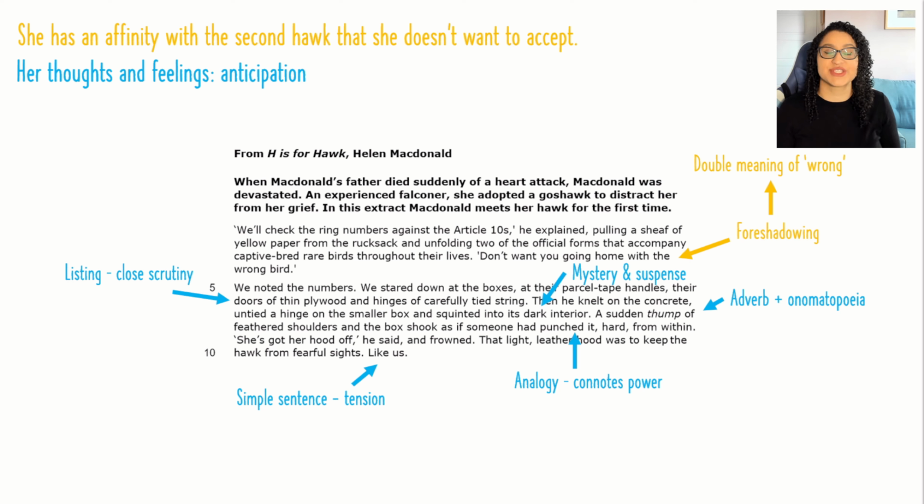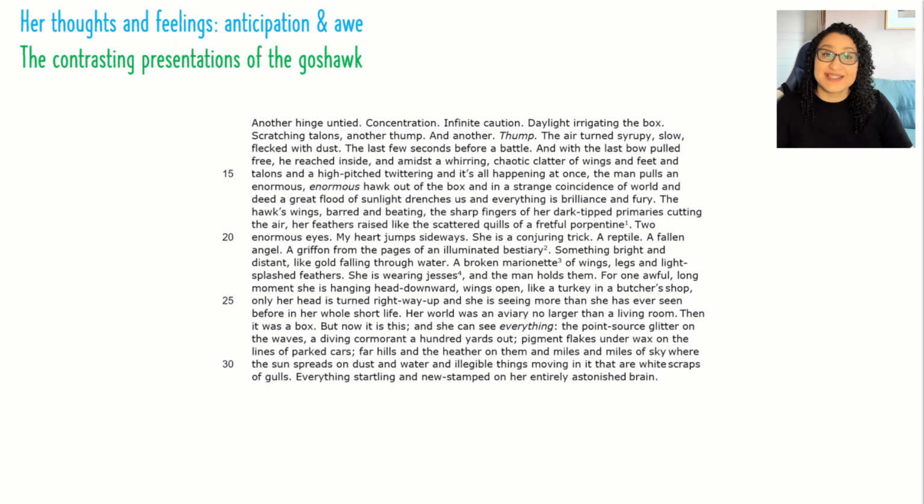Another hinge untied, concentration, infinite caution, daylight irrigating the box. You've got lots of short sentences there. Again, really specific images as well. That hyper focus, that concentration on all the little things that are being done in order to release the box. And again, those words of concentration, caution, both connoting skill and attention to detail, suggesting this hawk being incredibly precious and important too. You also get more of the growing power of the bird too, with the daylight irrigating the box.